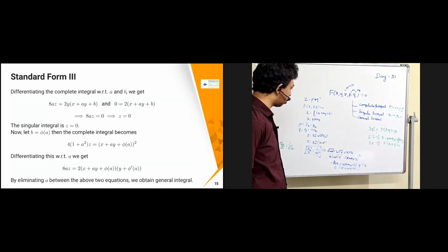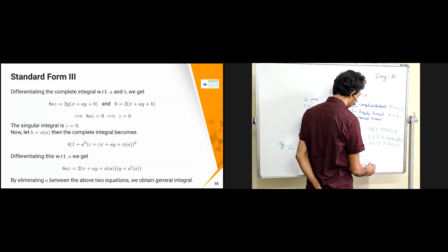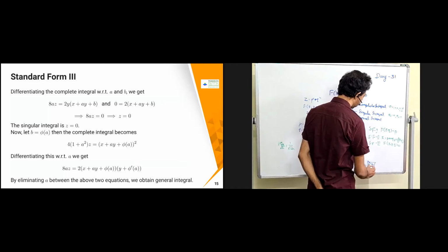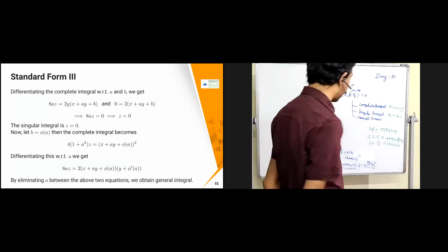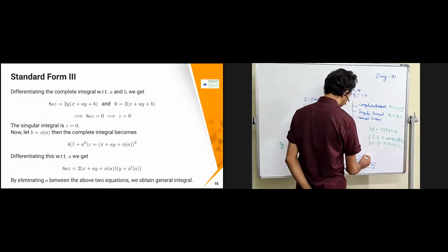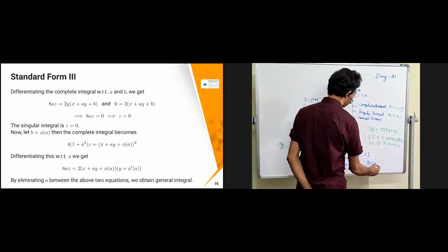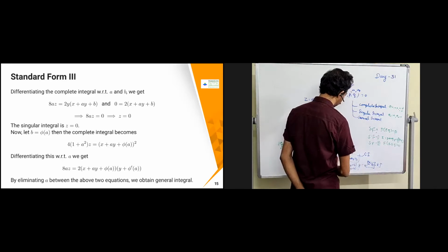Okay, so if I just assume a not equal to 0, then I am going to get z equal to 0. z equal to 0 is one of the singular solutions. That is called the singular integral. Now for the complete integral, what do I need to do? So this is CI, this is SI, okay, this is CI, and this is SI.